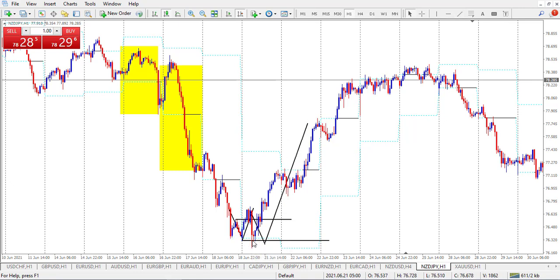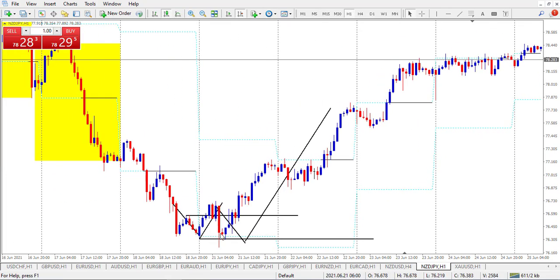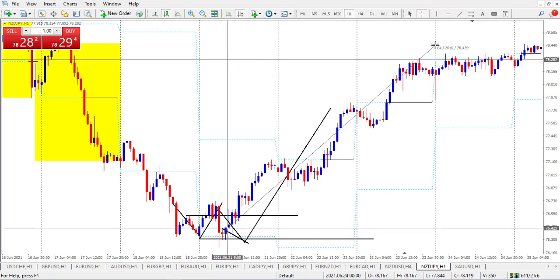So this is the piercing which you are kind of waiting for, right? So after this, you wait. Then after the printing of this blue candle, that is the confirmation number 2 for you to enter your trade. And from this trade, we are kind of risking how much?